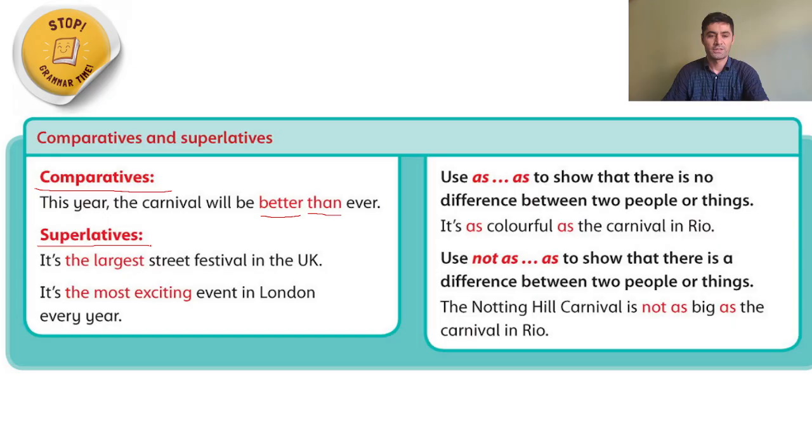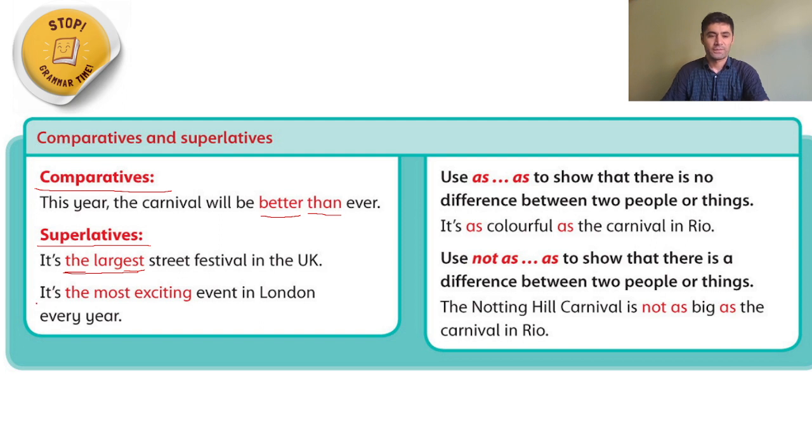Next is the superlatives. We normally use the definite article before the superlative adjective. And for short adjectives, adjectives that have one syllable, we normally add est or st at the end to make it superlative. For example, it's the largest street festival in the UK. The largest is the superlative form of large.